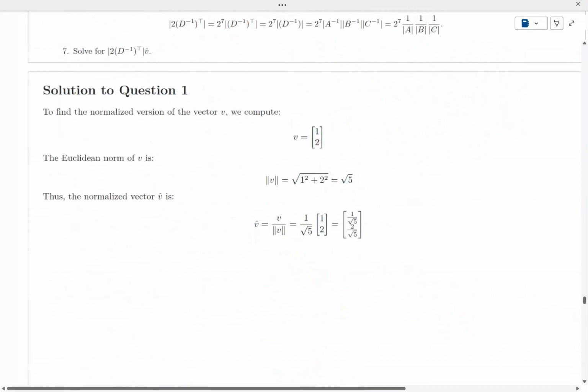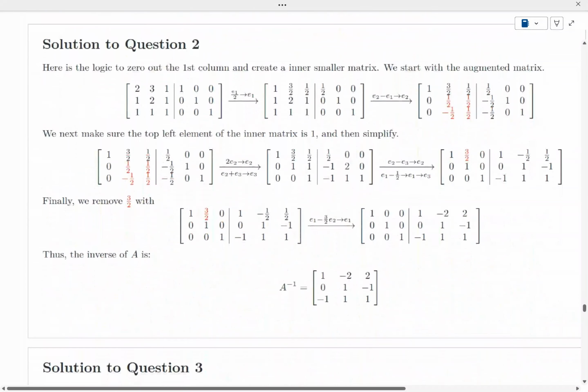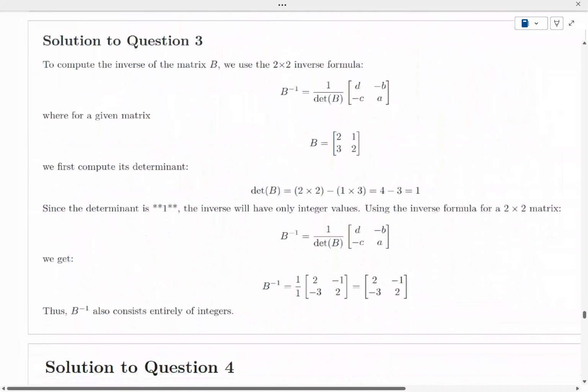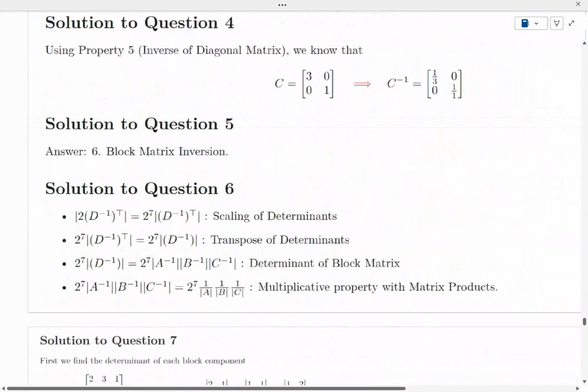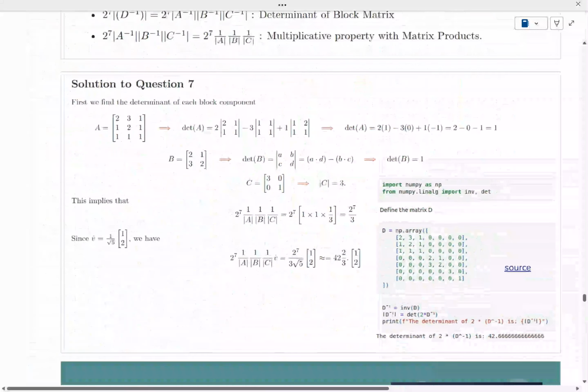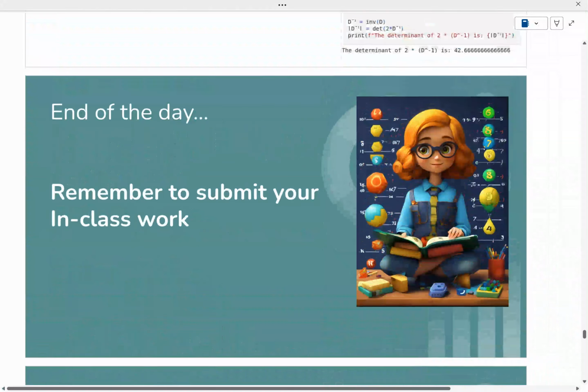Okay, this is the question, then solution 1, solution 2, solution 3, solution 4, 5, and 6, solution 7. You have access to the slides, so you can look at them. But for the people who are too lazy to look at the slides, you can just pause it. And that's it for today.